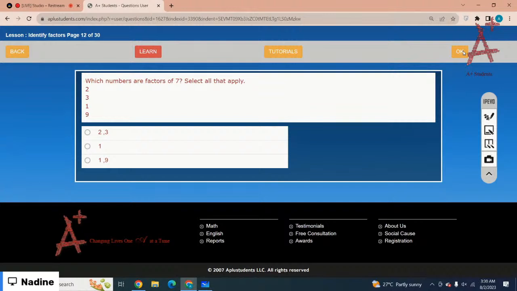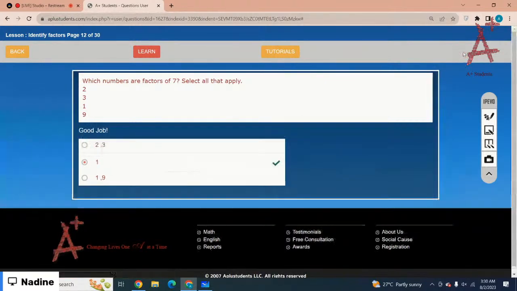Which numbers are factors of 7? Which is the correct option? The correct option is the only factor of 7 is 1, right? Because 7 is a prime number.